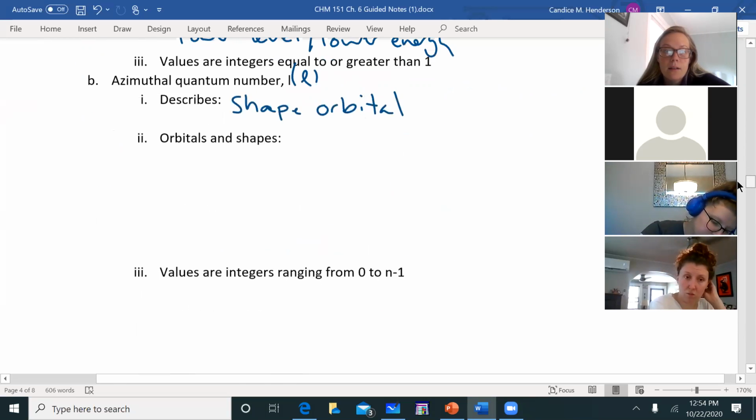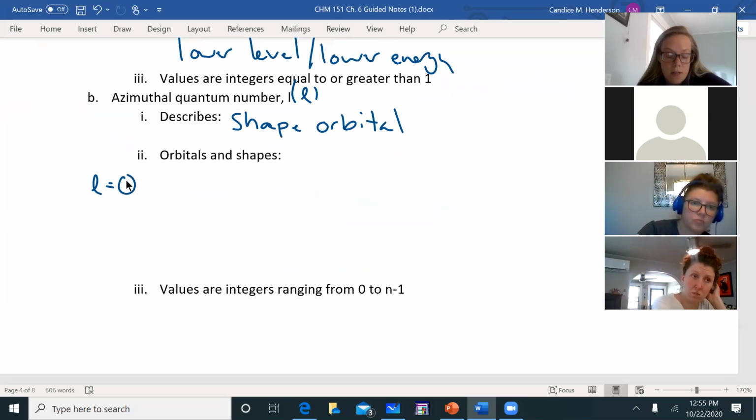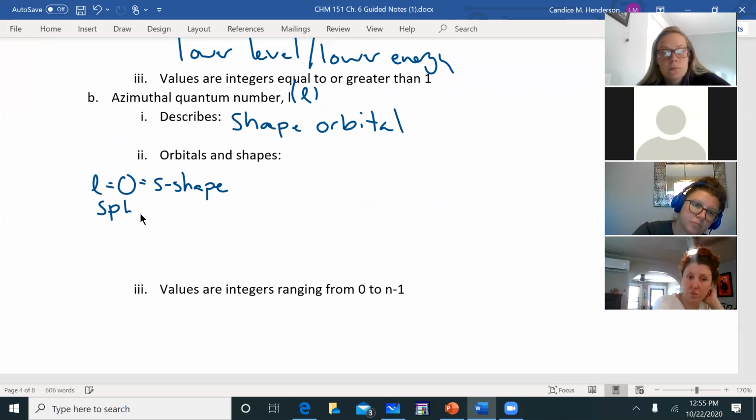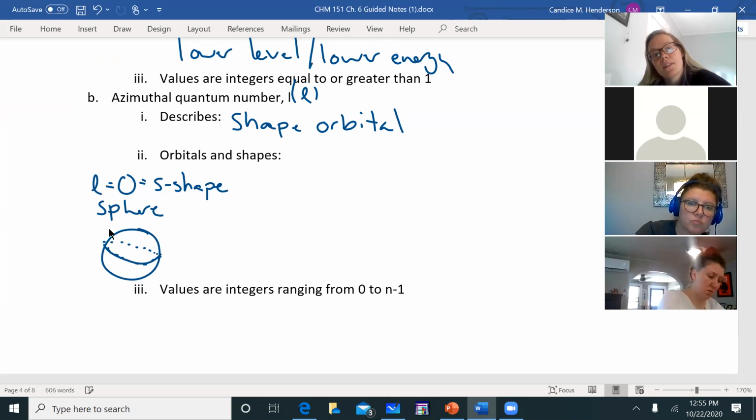So here are some of the shapes and their corresponding numbers. It's something you want to either write down or memorize. We can have l equal to 0. This is called the s shape, and it's a sphere. So we've got this spherical shape. If I ever want to describe an orbital that has this shape, I'm going to give it a 0 value in its l position.